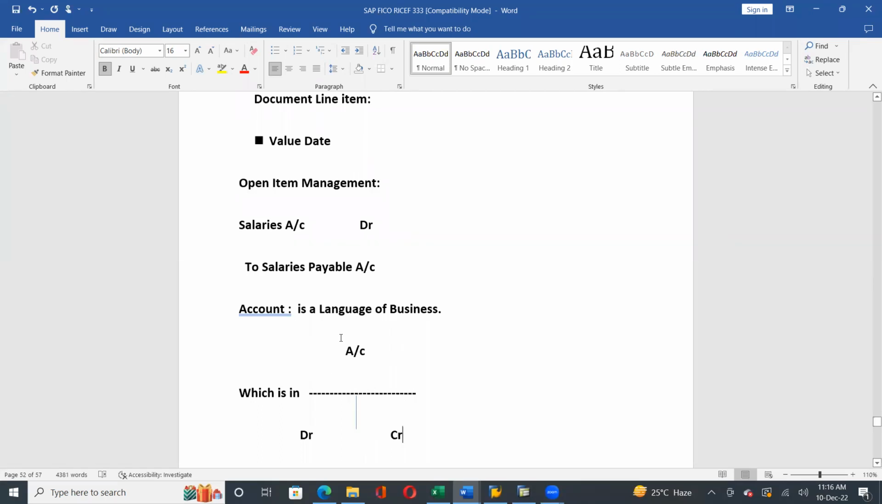What do you mean by an account? Account is a language of business which is in T form or T shape. It has two sides. Any account, whether a personal account, real account, or nominal account, all ledger accounts come from these three accounts only. There are thousands, lakhs of accounts, but any account comes under these three. The left-hand side of any account is known as debit, and the right-hand side is known as credit.